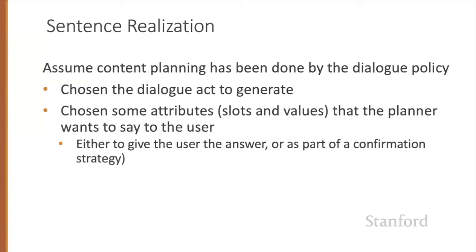Here, let's assume content planning has been done by the dialogue policy, which has chosen the dialogue act to generate and chosen some attributes like slots and values that the planner wants to say to the user, either to give the user an answer or as part of a confirmation strategy.